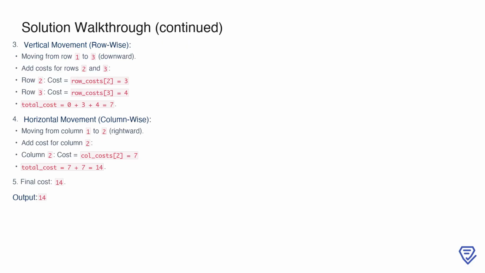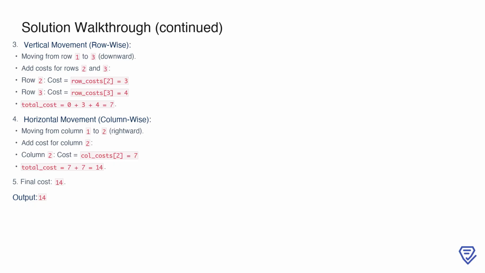Now, we handle the vertical movement, where the robot moves row-wise from row 1 to row 3. Since it moves downward, we calculate the cost for rows 2 and 3. The cost for row 2 is row_costs[2], which is 3, and for row 3 it is row_costs[3], which is 4. Adding these to the total cost results in 7.